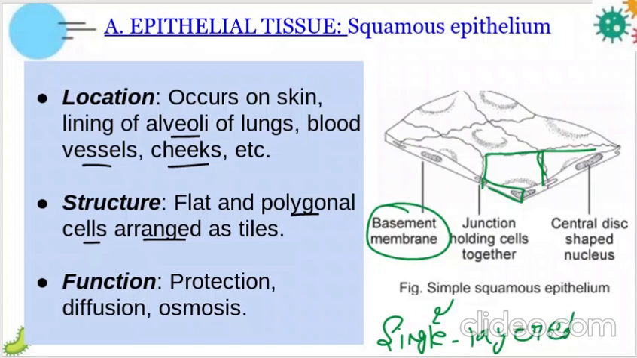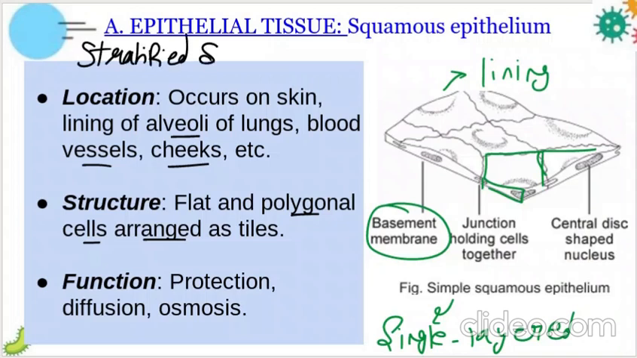Where is the simple epithelial present? It is present in the esophagus, the food pipe, then the lining of the mouth and so on. Then stratified squamous is present in the skin. In the skin, you have the stratified squamous.